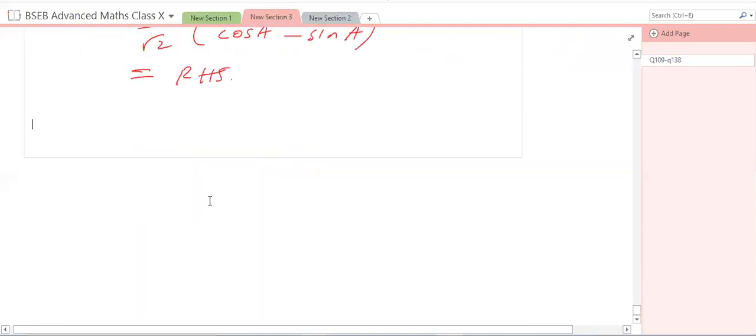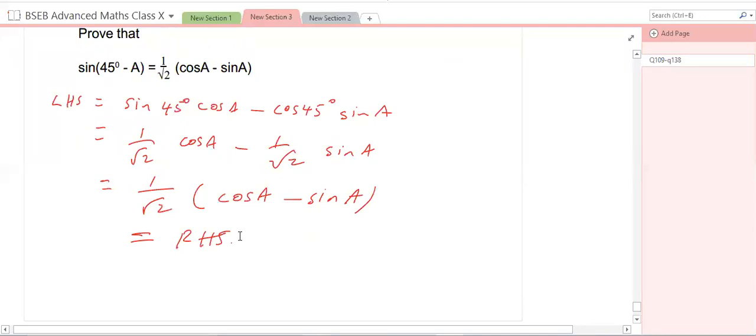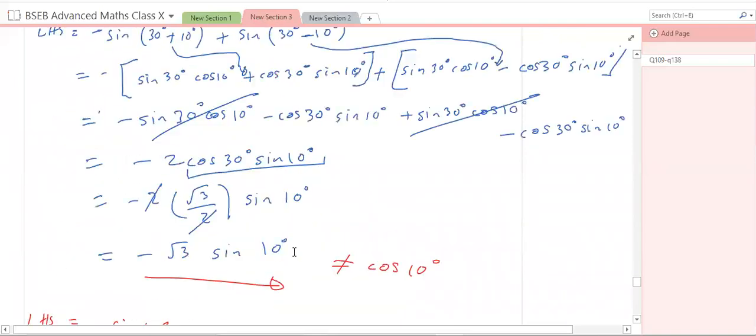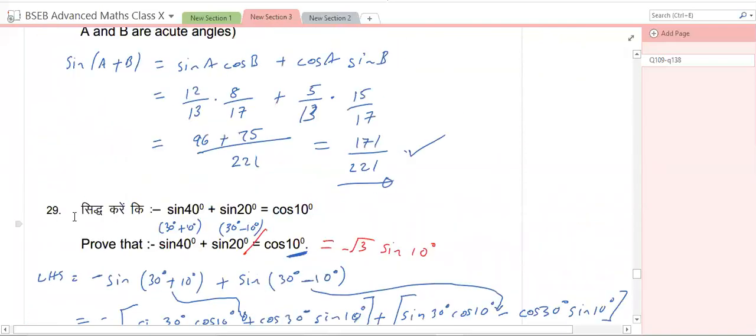Right, so guys, this brings us to the end of short questions. So there was an error in question number 29, as you can see.